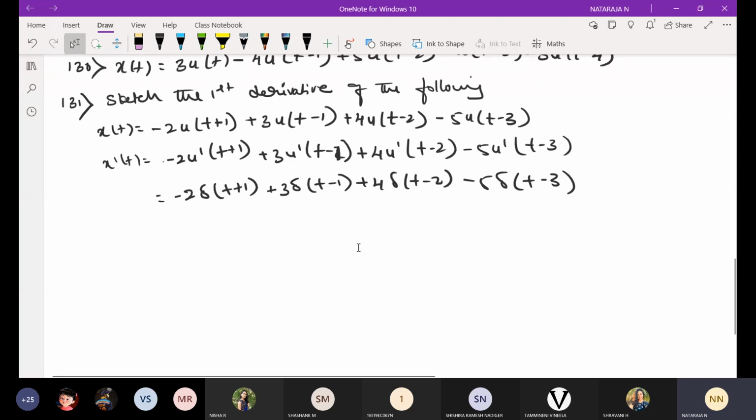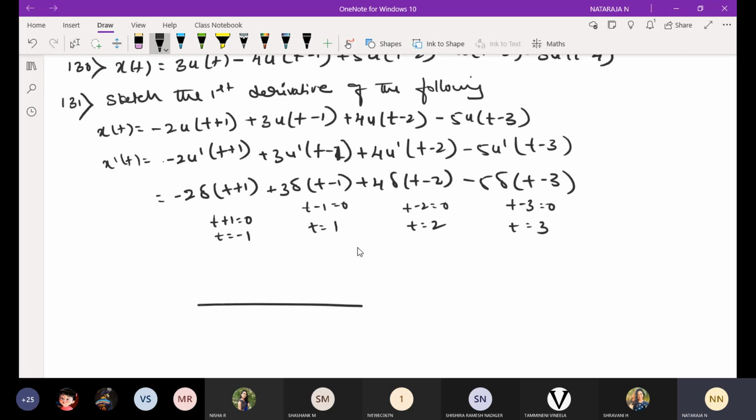Okay. Now for this signal we need to sketch. How to sketch the signal? Here we have an amplitude of minus 2 at t plus 1 is equal to 0, so t is equal to minus 1. t minus 1 is equal to 0, t is equal to 1. Then t minus 2 is equal to 0, t is equal to 2. t minus 3 is equal to 0, t is equal to 3. We have time slots minus 1, 1, 2, 3. Okay, this is my time slot.